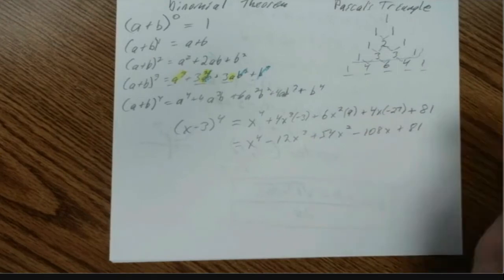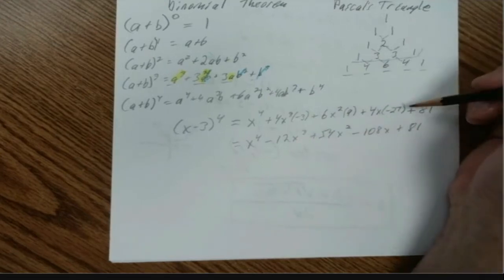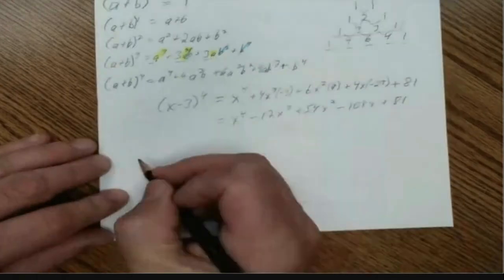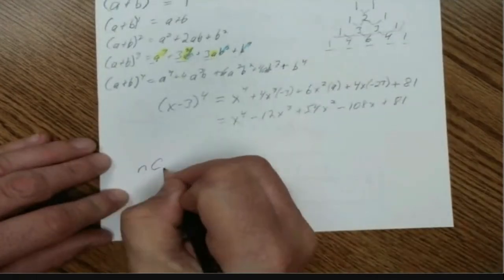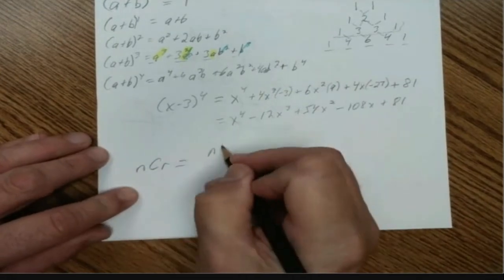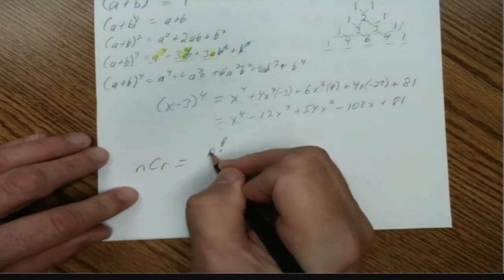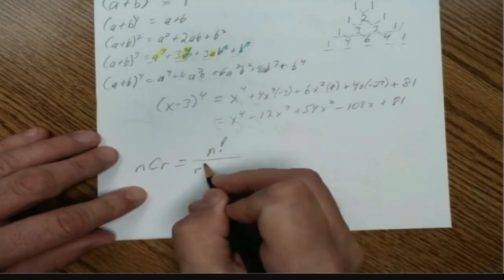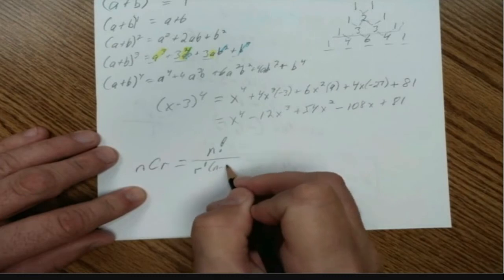You say, well, that's great, but what if I want to jump down to the 10th line? I've got to do a lot of triangle to get there. That's where the binomial theorem helps us out. The binomial theorem looks like this: nCr. Okay, and I'll explain this in a second. It goes n factorial over r factorial times (n minus r) factorial.